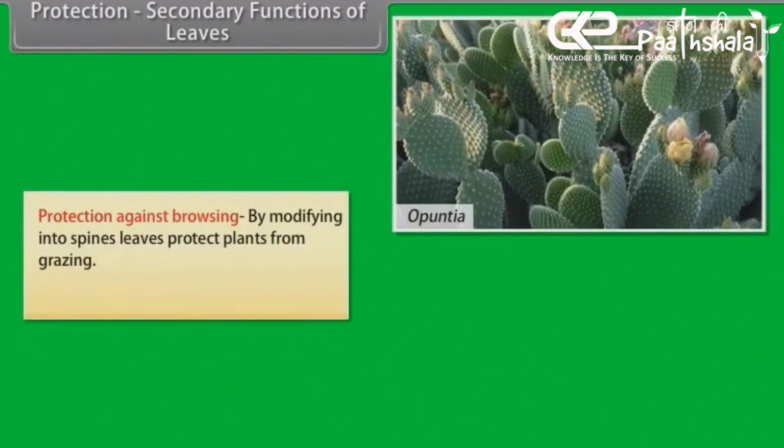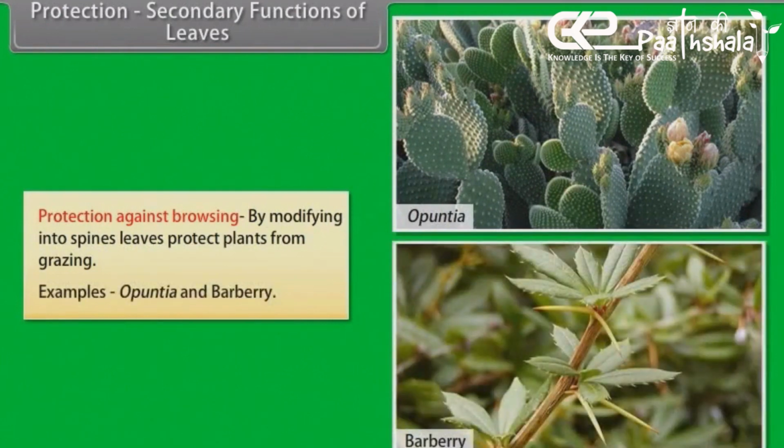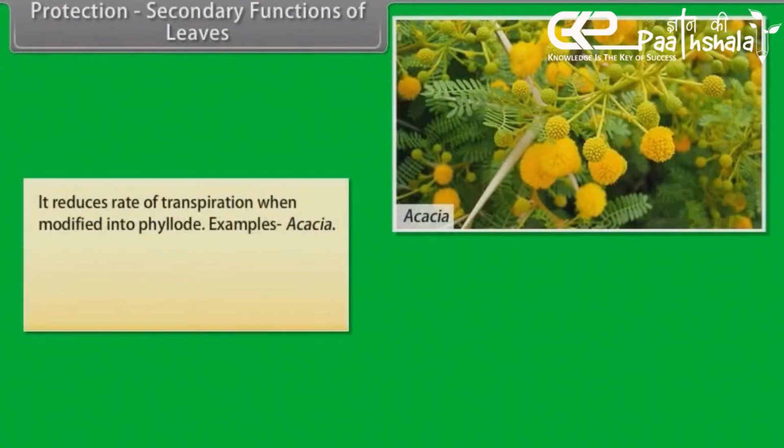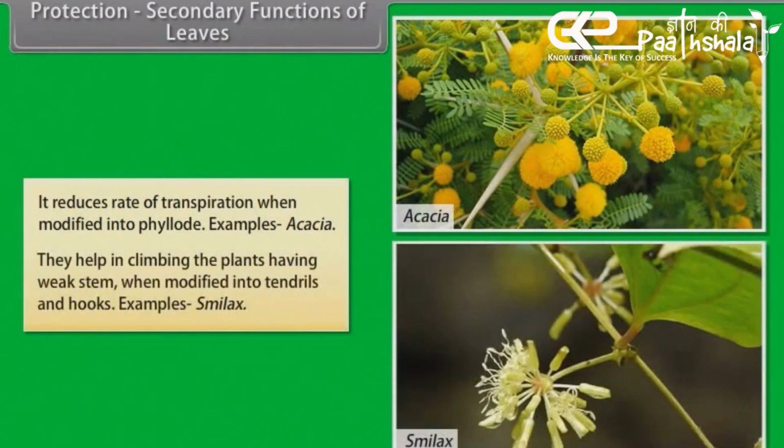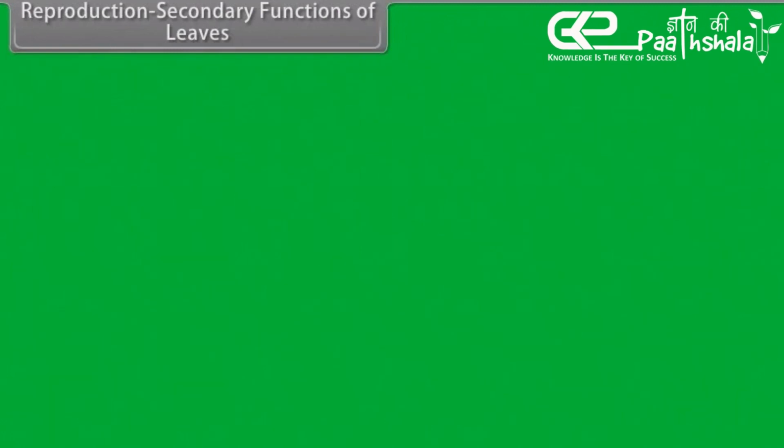Protection. Protection against browsing. By modifying into spines, leaves protect plants from grazing. Examples: Opuntia and barberry. It reduces rate of transpiration when modified into phyllodes. Examples: acacia. They help in climbing the plants having weak stem when modified into tendrils and hooks. Examples: Smilax.